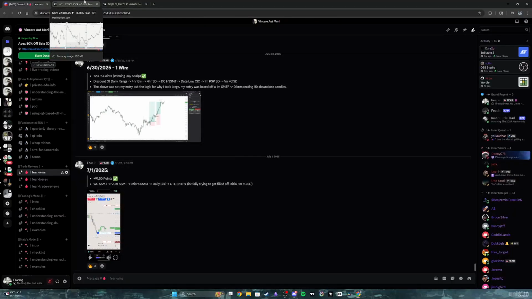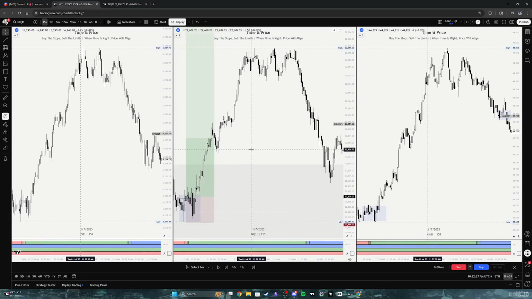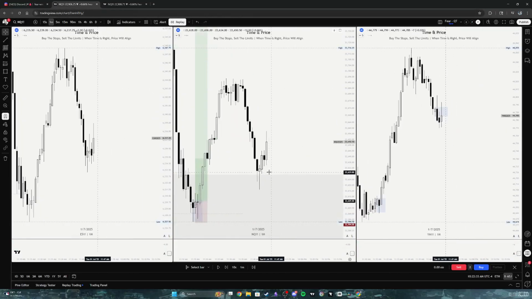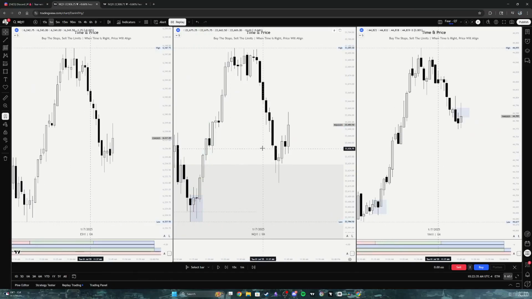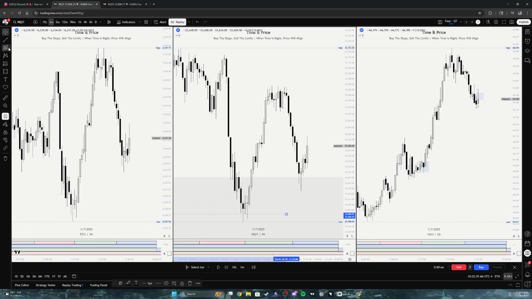We already had everything checked off. It would be no different if I were just to enter off of the 1-minute CISD, but there was a very nice entry on the 15-second within OTE of the range. So we're going to go over that one really quick as well.